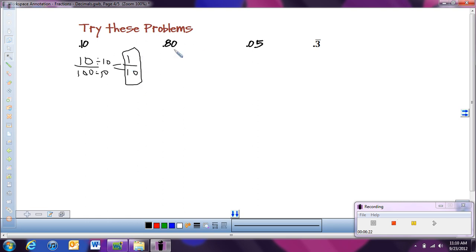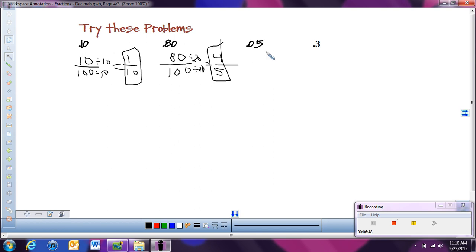We can do the same thing for this next one. Here we have 80 hundredths. So I'm going to have 80 on top. And again, it's hundredths, so I'm going to write it over 100. And I know that 20 will go into both 80 and 100. So I'm going to divide by 20 on the top, divide by 20 on the bottom, and we'll get 4/5. That's 80 hundredths in simplest form.